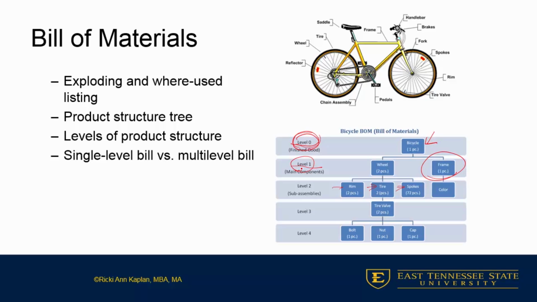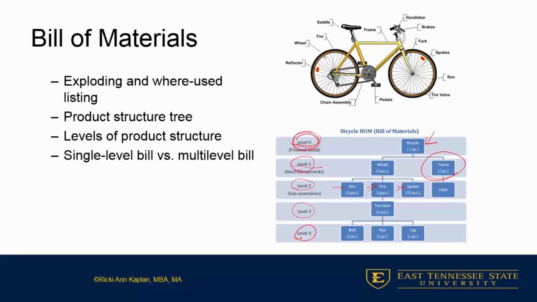Main components at level 1, getting into subassemblies and subassemblies of subassemblies, going all the way down. This right here is a picture of a single level bill. A multi-level bill can include multiple items. So if this is a man's style bike, we might have a different style frame for a woman's bike, and it would be a little bit different, but we would possibly have the same saddle on both, the same tires on both, the same spokes on both.